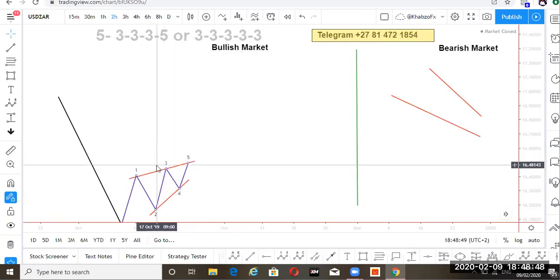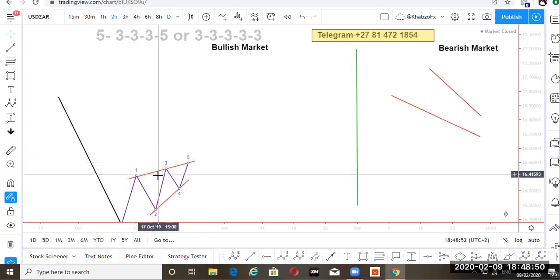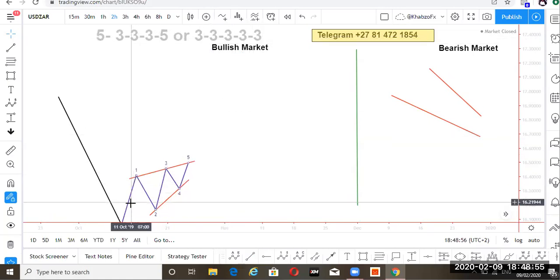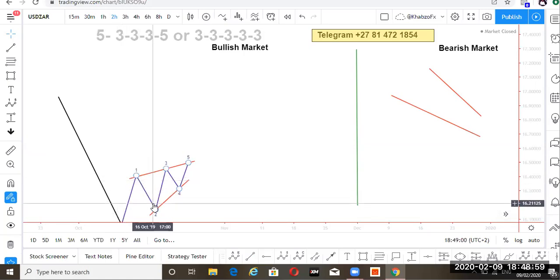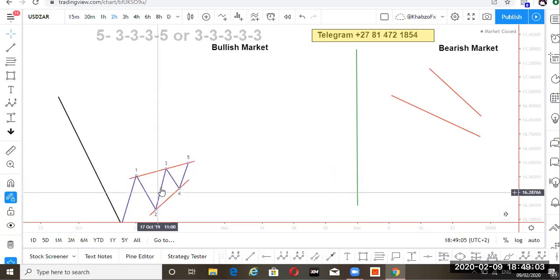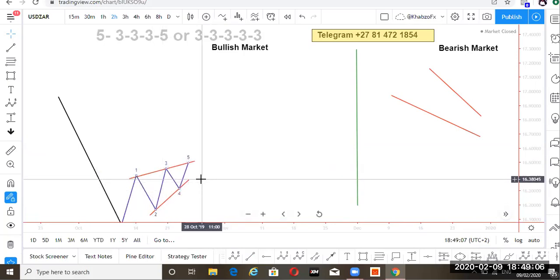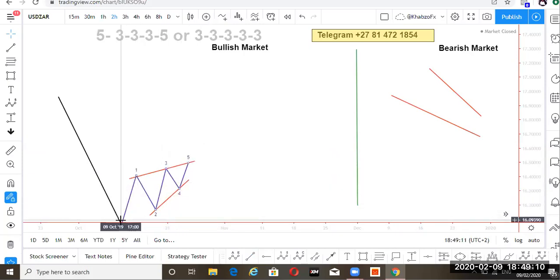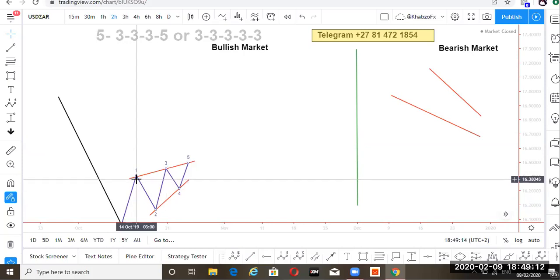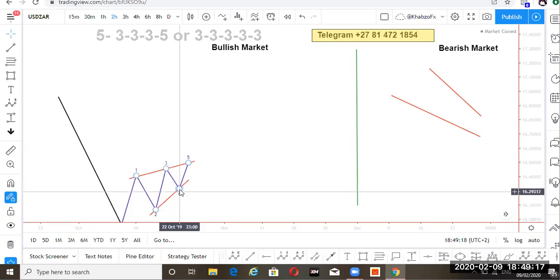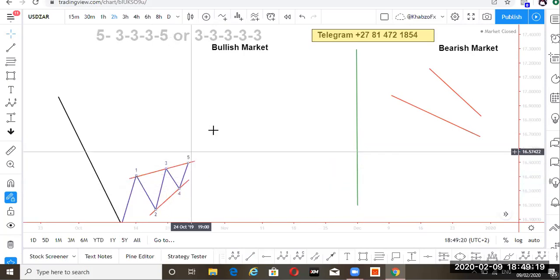Sometimes you'll find that the sub waves within these leading diagonals are 3, 3, 3, 3. So we'll find that we have ABC, ABC, ABC, ABC. So the sub wave is divided into three, okay? But at times we'll find that it is a five wave, okay? 3, 3, 3, and 5. All right.